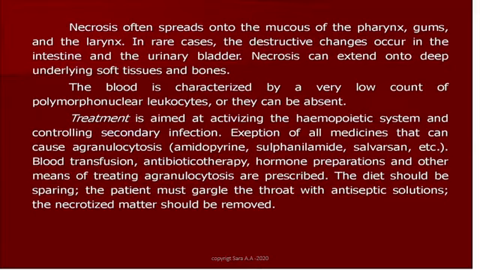The blood is characterized by a very low count of polymorphonuclear leukocytes, or they can be absent. Treatment is aimed at activating the hematopoietic system and controlling secondary infection. All medicines that can cause agranulocytosis are excluded. Blood transfusion, antibiotic therapy, hormone preparations, and other means of treating agranulocytosis are prescribed. The diet should be sparing. The patient must gargle with antiseptic solutions. The necrotizing matter should be removed.